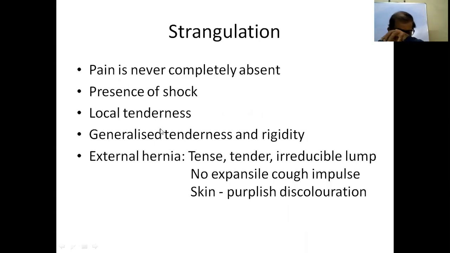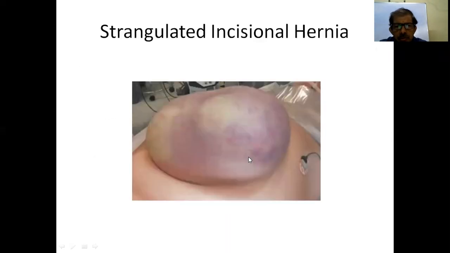In strangulation, the main thing is the pain is not intermittent as in subacute intestinal obstruction. It is continuous pain. The patient will also have shock. And for an external obstructed hernia, this word you should not forget: tense, tender. Okay. And so this is a strangulated hernia with purple colored skin.